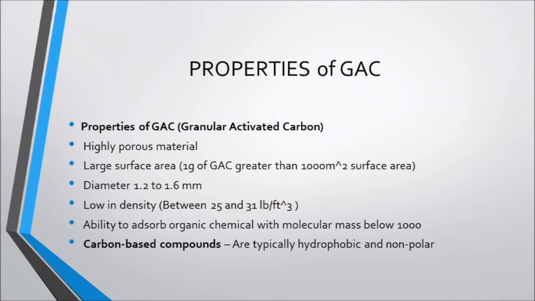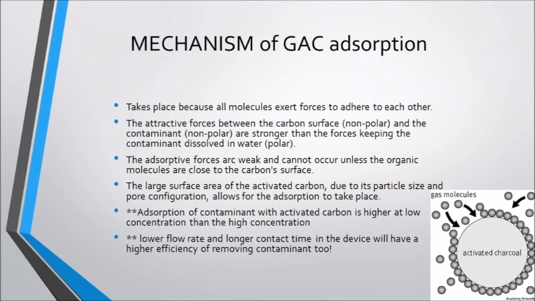GAC is a highly porous material with a large surface area, such that 1 gram of GAC has greater than 1,000 square meters of surface area. Also, it has a high ability to adsorb organic chemicals with molecular mass below 1,000. What's more, GAC is a carbon-based compound that is typically hydrophobic and non-polar, which allows adsorption to take place within the device. For the mechanism of GAC, adsorption takes place because all molecules exert forces that adhere them to each other.